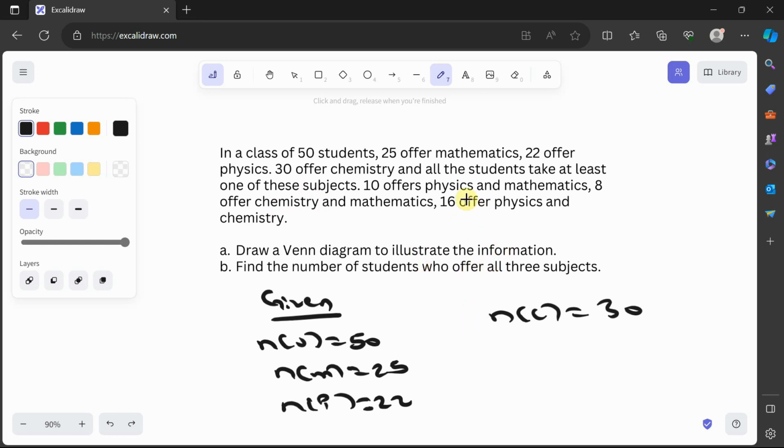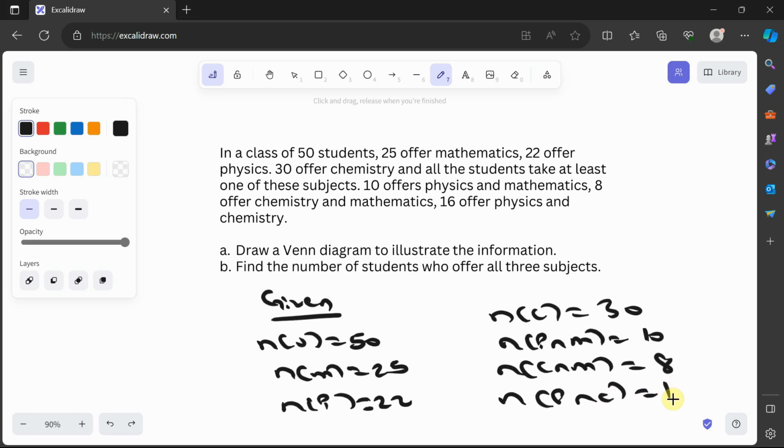10 offer physics and mathematics. So the number of physics intersection mathematics, remember there is no "only" here, is 10. The number of chemistry and mathematics, so that's intersection m, is 8. The number of physics intersection chemistry is 16. That's how we should draw a Venn diagram and all those things. So let's solve it with a Venn diagram.